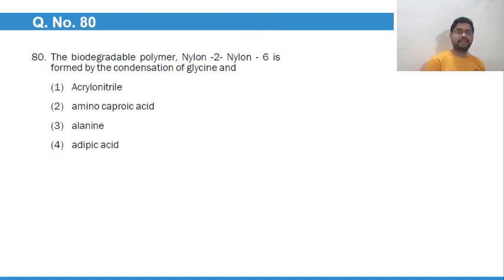Okay. 80. The biodegradable polymer nylon 2 nylon 6 is formed by the condensation of glycine and omega amino caproic acid. Okay, that is 6-aminohexanoic acid. So omega amino caproic acid, so option 2 will be the best answer.